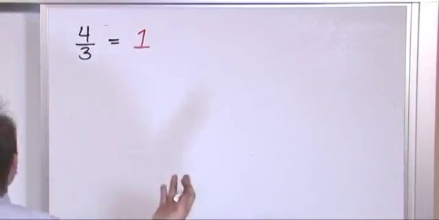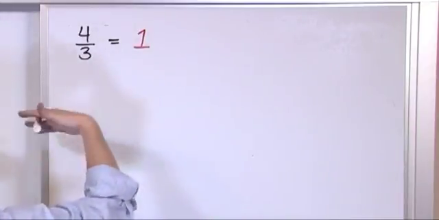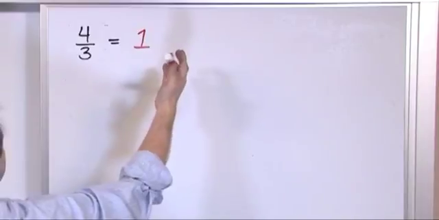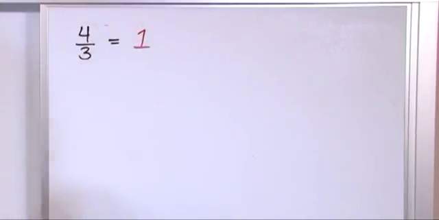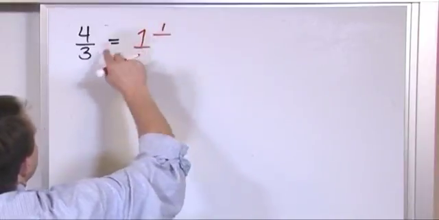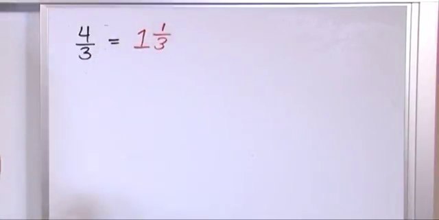But if I go one time, then 1 times 3 is 3, and I'm going to have 1 left over to make up. In other words, the remainder is going to be 1. So I write the remainder as 1, and I write it out of 3. Now, I'll say that again, because that's a lot of steps there.